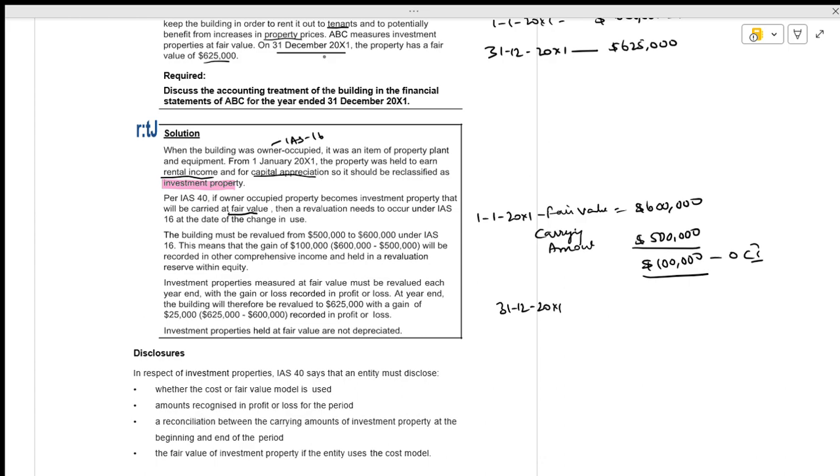How much is there? See the things. It comes to how much? 625. The 1/1/2001 amount is how much? 600. Again there is a gain. Is it right? Again there is a gain of how much? $25,000. The rule says that investment properties held at fair values are not depreciated.